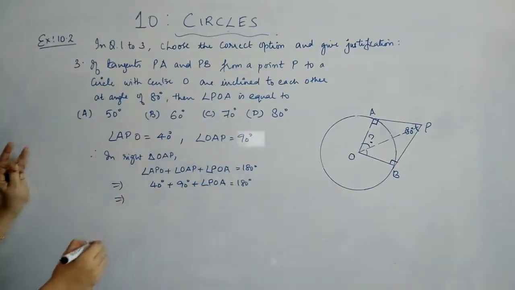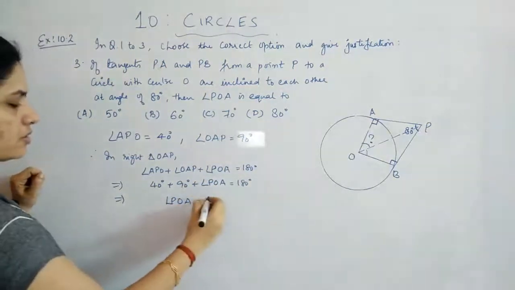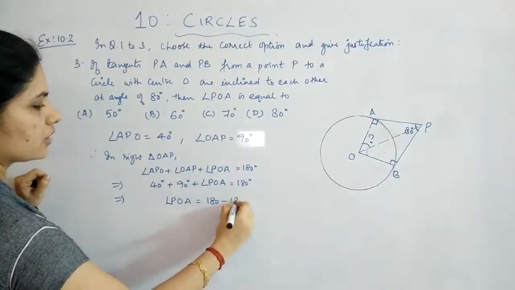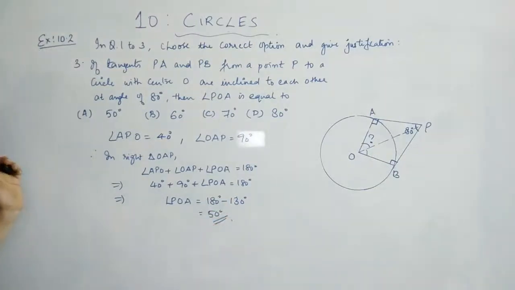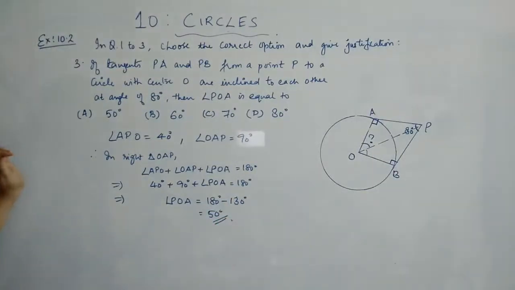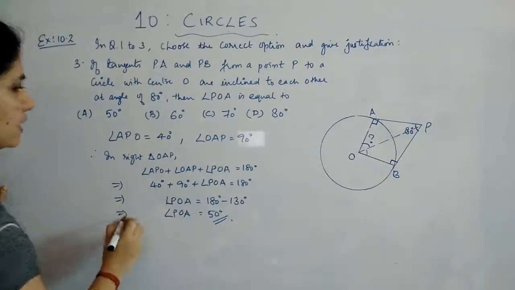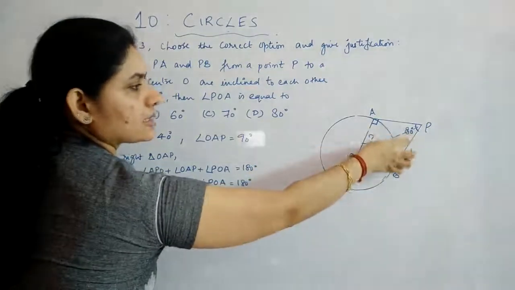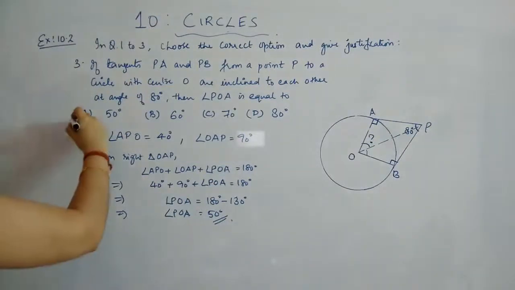Now to make it 180, you will get angle POA is equal to 180 minus 130, or else you can take it as 90 minus 40, which also gives you 50 degrees. Okay, so angle POA is 50 degrees. Here it bisects the angle, which means you are getting the same concept. This will become 40-40 and that will be easy for you to calculate the answer. So option A is the correct answer.